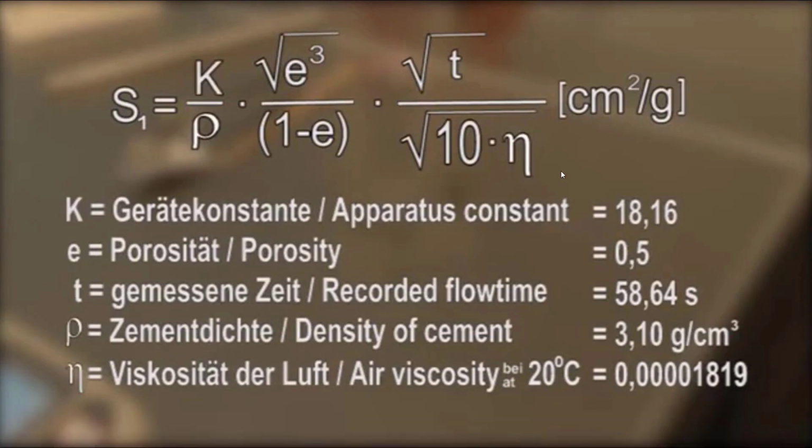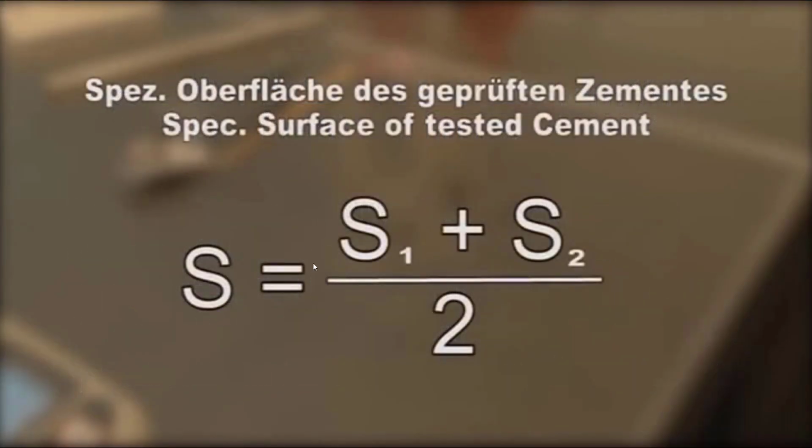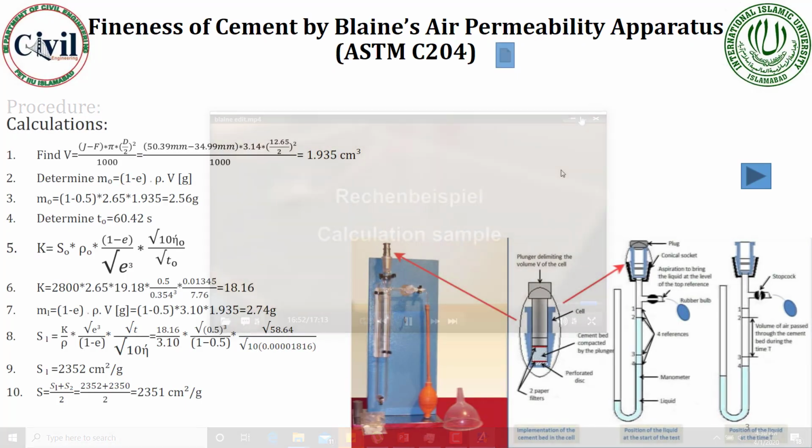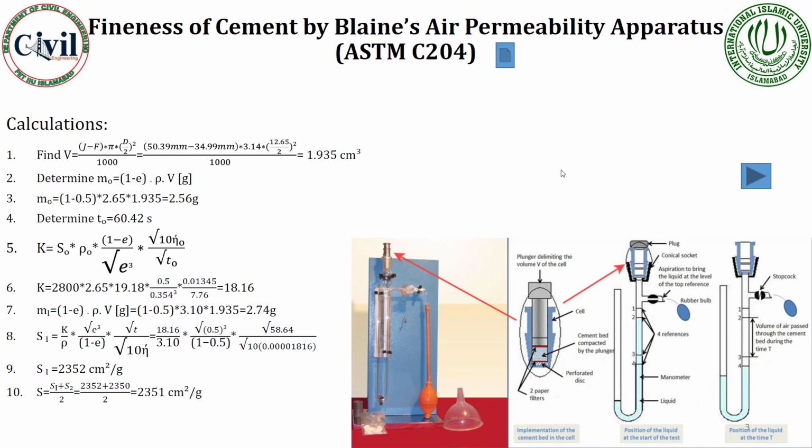This formula is taken from the ASTM standard. You have to make sure that you have calculated the surface area and then take the average of 2, so that the results are accurate. So what are the calculation steps by which you can calculate the surface area of your specimen? First, you have to calculate the volume of this column in which the cement is inserted, which can easily be calculated by means of a vernier caliper.